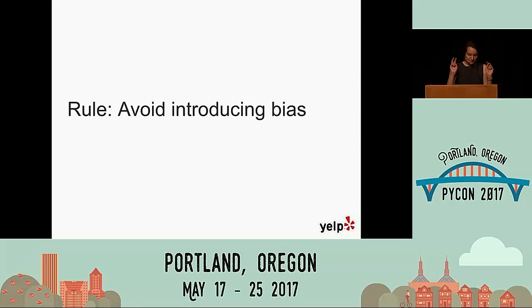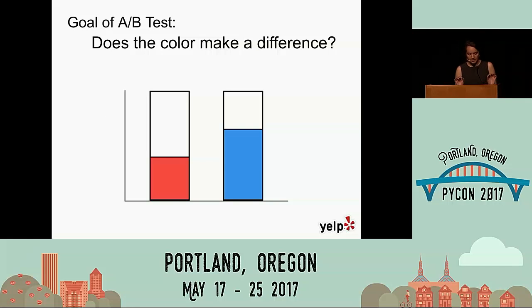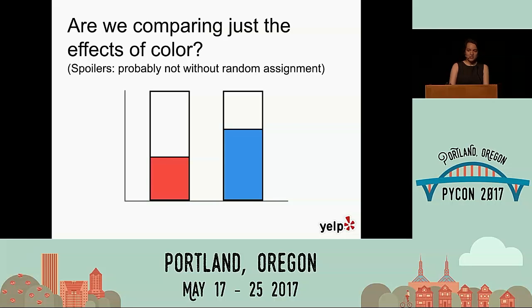OK, so I want to introduce my second rule, which is that we should avoid introducing bias. While we're implementing assignment, we should try not to bias how we're doing assignment. So to do this, I'm going to talk about why we care about randomness so far. The goal of the A/B test is to answer this question, does the color make a difference? And we could also ask, if we're looking at these two metrics, are we comparing just the effects of the color? So spoilers, we probably aren't unless we're doing random assignment.